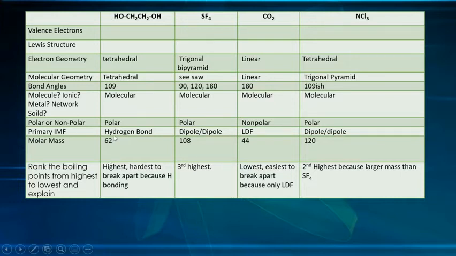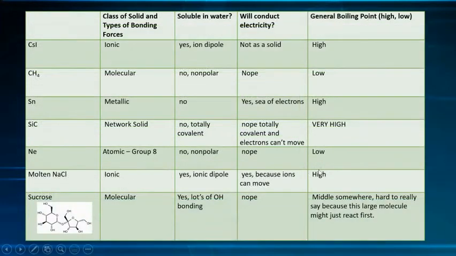And since this one's hydrogen bonding, it should be the hardest to break apart. It should have the strongest intermolecular force there. So I would guess that that one's going to have the highest boiling point. And then I was really stuck between NCl3 and SF4 as to who would be the second highest. And so then I compared their masses. Since they're both dipole-dipole, I didn't have much to go on there. But the mass of 108 versus 120, I think that the one that's 120 would be higher.